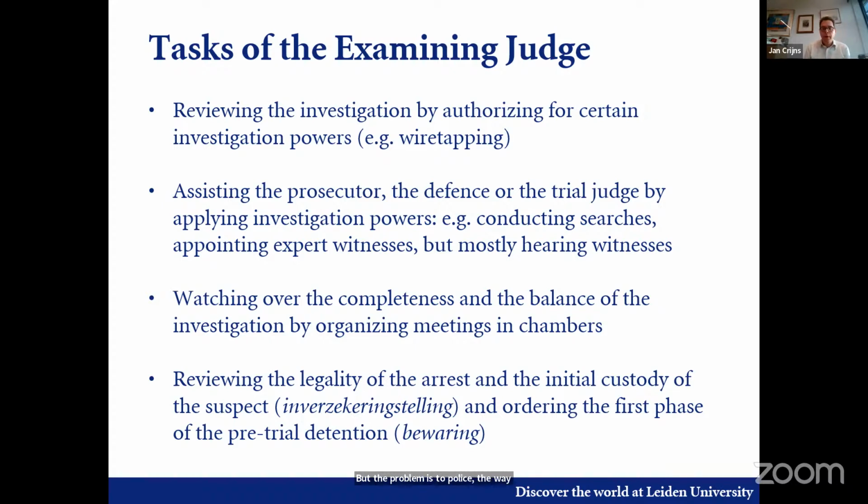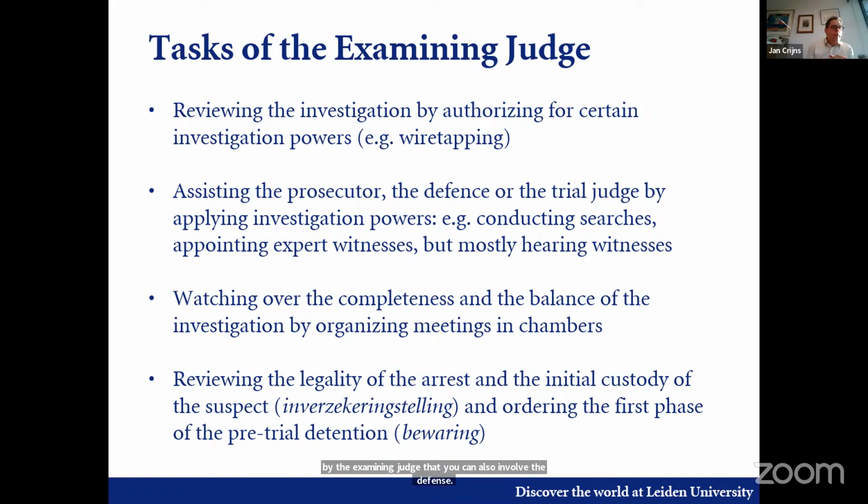when a witness is heard by the police, the defense will not be attending the hearing. But when the examining judge hears a witness, then he can also invite the defense to the hearing. And then the defense, the lawyer or the suspect, the defendant himself, may also ask questions to the witness. So that is the main advantage of hearing witnesses by the examining judge, that you can also involve the defense.